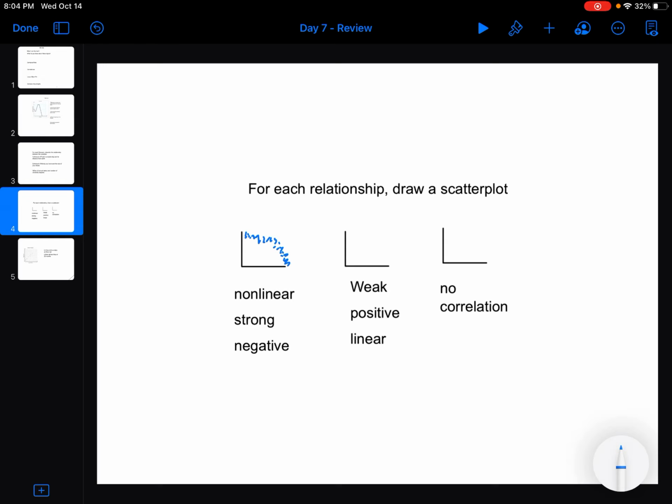Weak, positive, linear. Dots are kind of close together. They're following a pattern. Positive is going up to the right, and linear means it's a line. So it's going to be something like this. They're kind of close. There's a few that aren't right on there, but it does follow a trend. And then no correlation is just random dots, kind of all over the place. There's no pattern whatsoever.